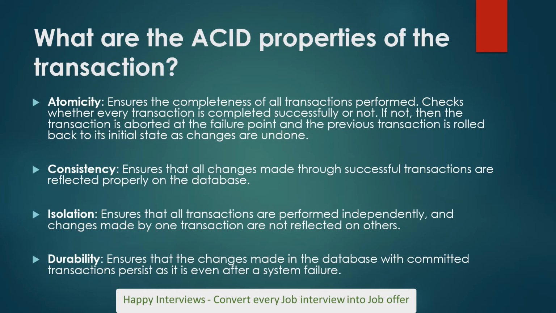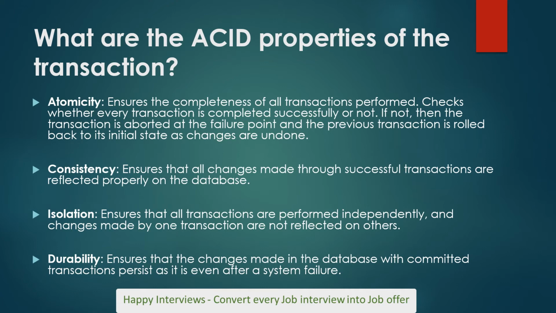Next is, what are ACID properties of a transaction? ACID stands for atomicity, consistency, isolation, and durability. These are the four properties which every transaction has to follow. Atomicity ensures the completeness of all the transactions performed. It checks whether every transaction is completed successfully or not. If not, then the transaction is aborted at the failure point and the previous transaction is rolled back to its initial stage as the changes are undone.